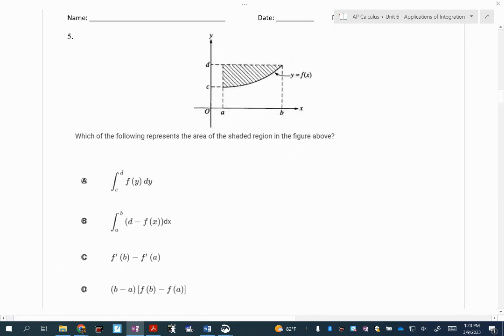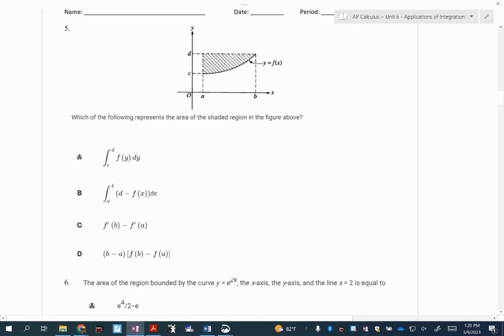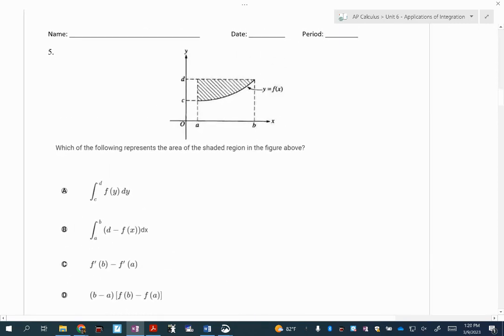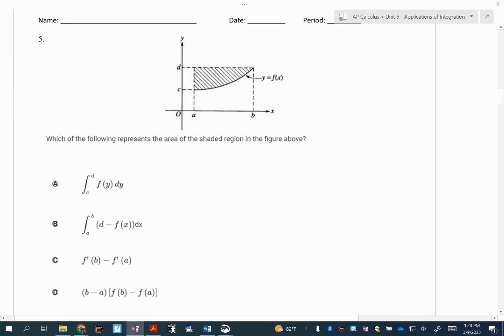Okay, so 5. 5 is asking, very similar to number 2. We've got this sketch, and we want to figure out which of these would represent this, okay? So what I notice is I've got A to B, all right? So I'm looking at that first. And then it looks like I have my line right here, y equals d, is on top the entire time, and my function is below. So I'm thinking it's going to be b, right? The integral from a to b of d minus f of x.